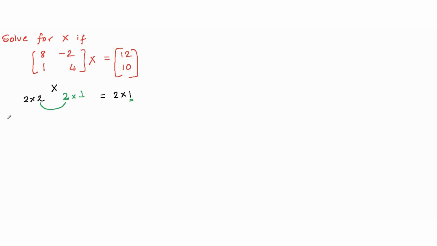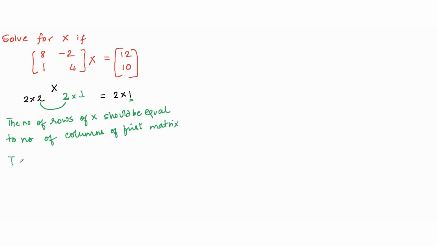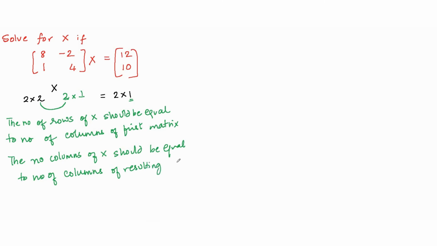So again, you will write that the number of rows of x should be equal to the number of columns of the first matrix, and the number of columns of x should be equal to the number of columns of the resulting matrix, right? And therefore the order of x is 2 by 1.